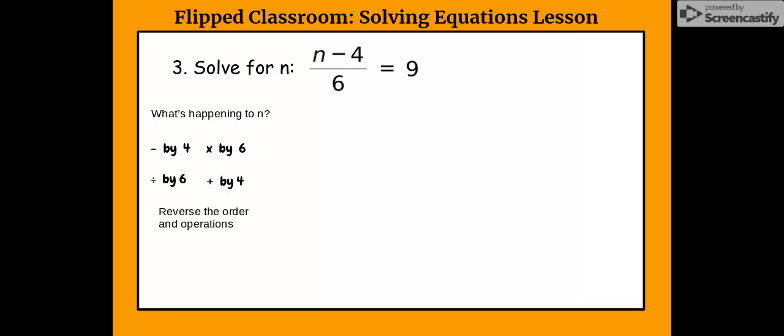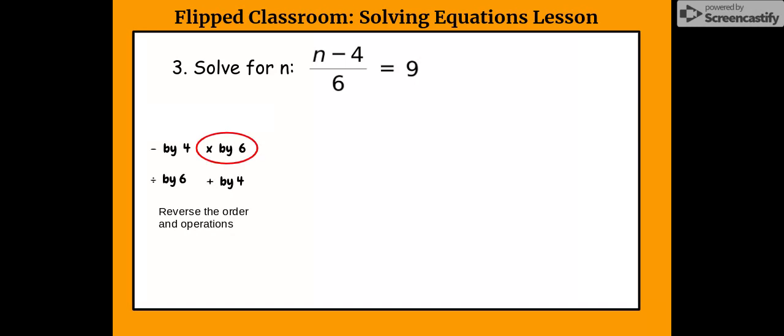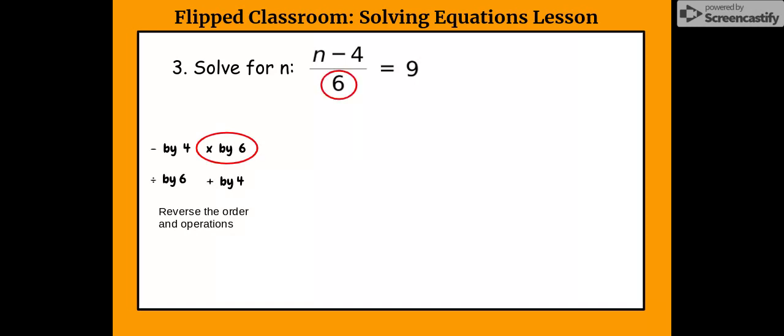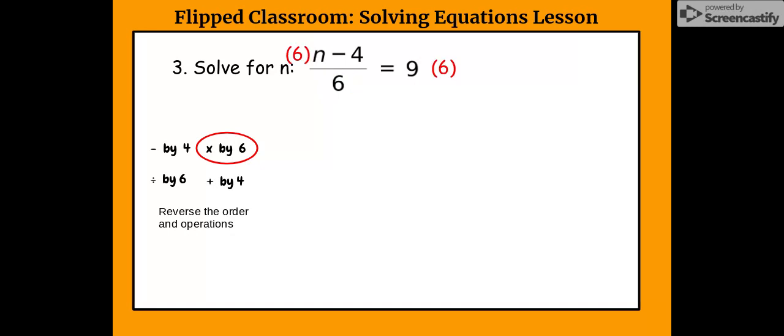So the first thing we're going to do is we're going to multiply by 6 on both sides. That's the 6 we're going to be using to multiply. So we're going to multiply by 6 on one side, and on the other side, we're going to cross off the 6's, bring down the n minus 4 and the equal sign, and then in your calculator, you're going to put 9 times 6 and get 54.